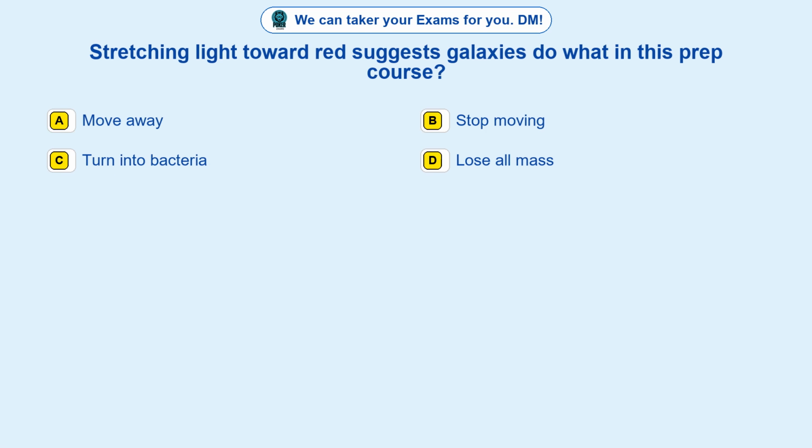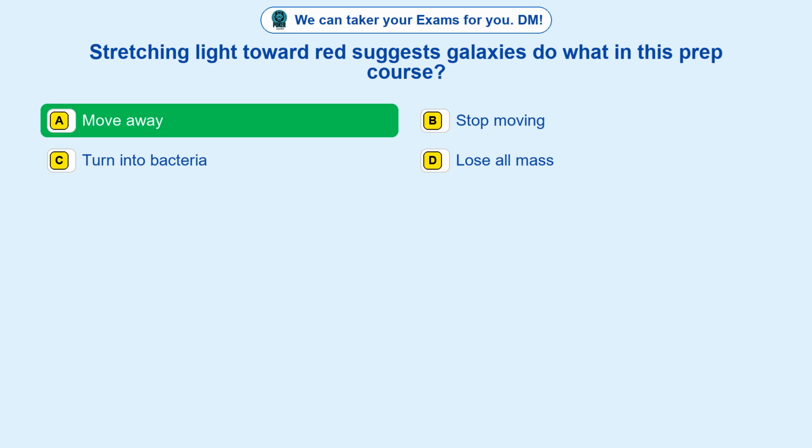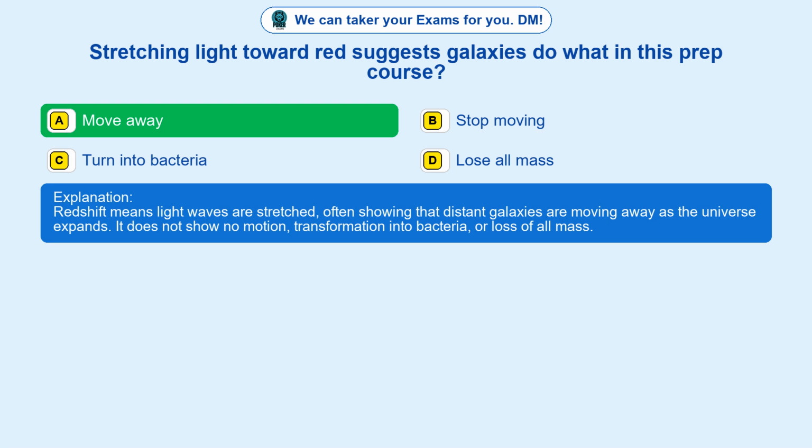Question 94. Stretching light toward red suggests galaxies do what in this prep course? Option A, move away. Option B, stop moving. Option C, turn into bacteria. Option D, lose all mass. The correct answer is option A. Move away. Redshift means light waves are stretched, often showing that distant galaxies are moving away as the universe expands. It does not show no motion, transformation into bacteria, or loss of all mass.